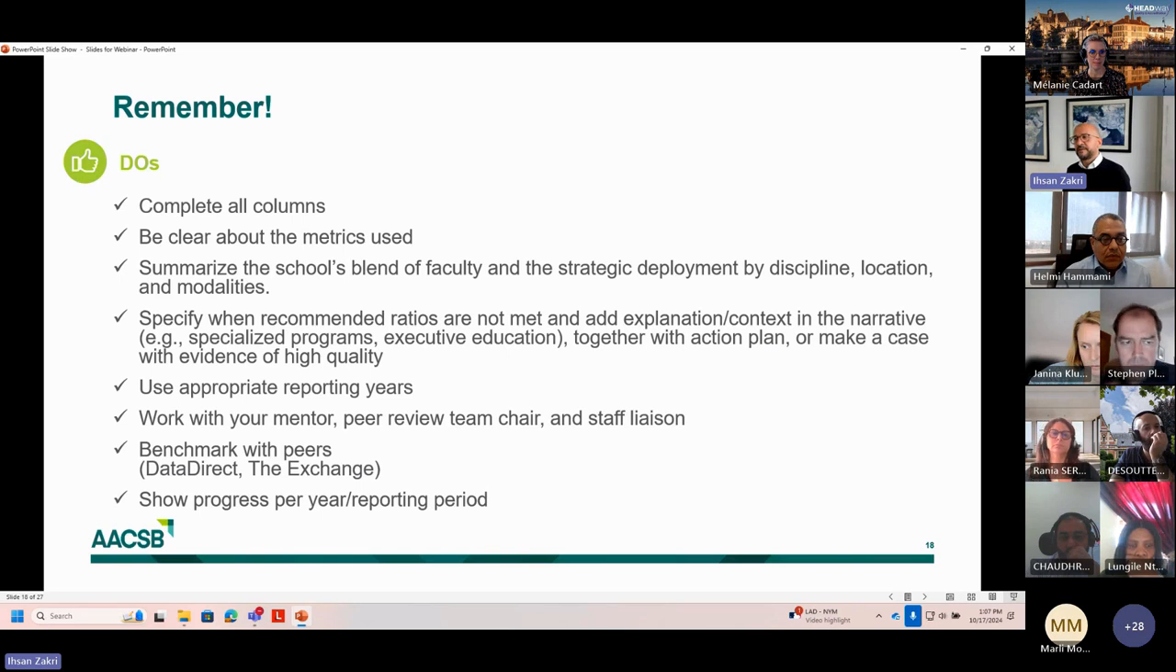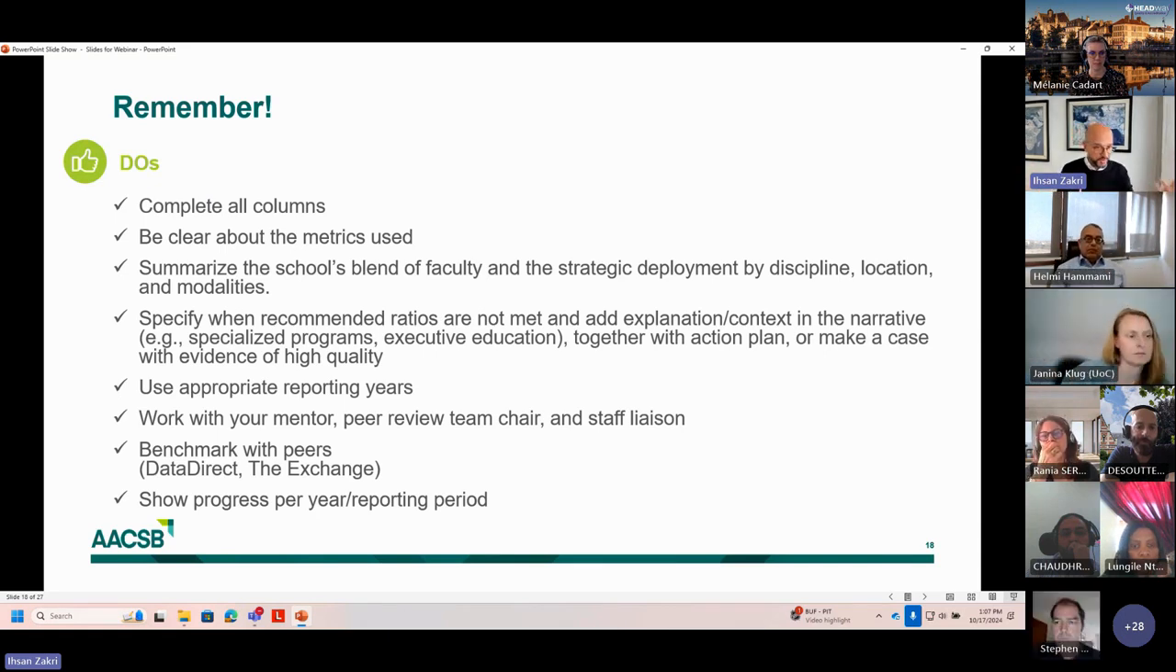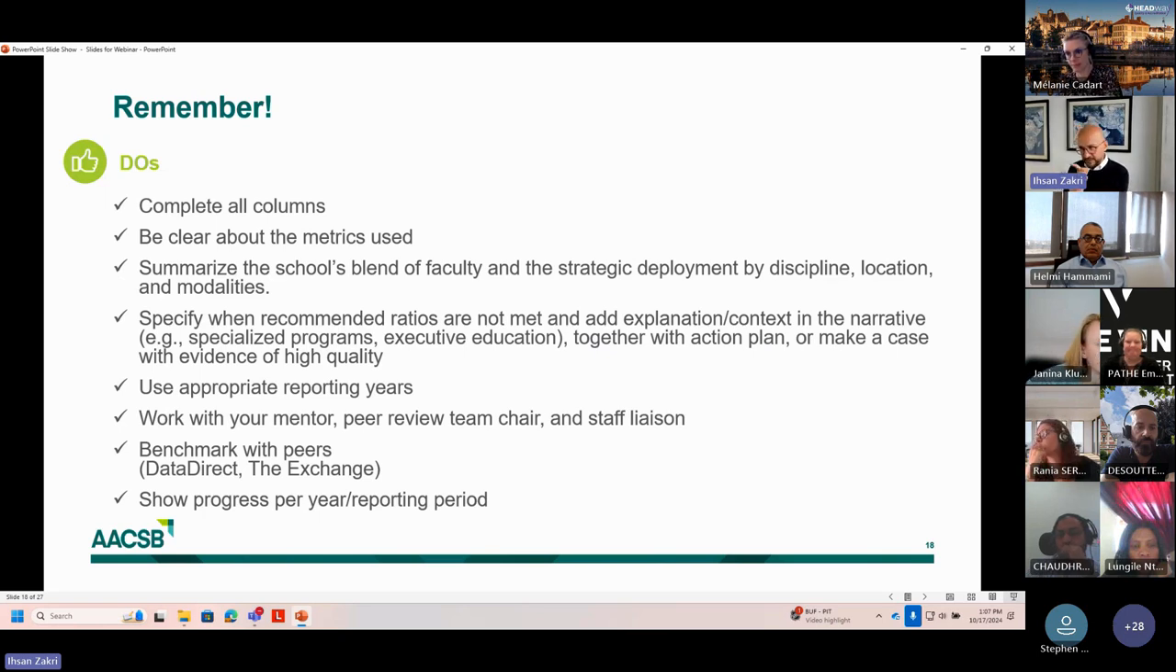Summarize the blend of faculty and strategic deployment by discipline, location, and modalities. So if you have online teaching, or different locations, highlight that in the table, so we can have the structure clear for us to know where is who, and so on. We specify when the recommended ratios are not met. So we're highlighting that and adding an explanation for that, of course. If you are less than the 40% or the 90% or the teaching, highlight that so you're aware. Of course, that is in the language of the standard itself.